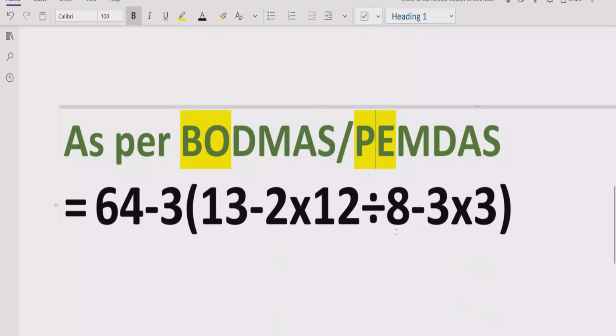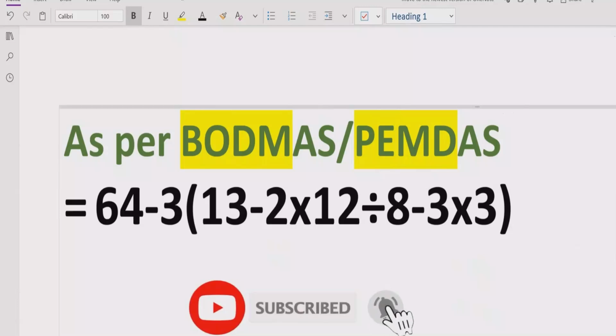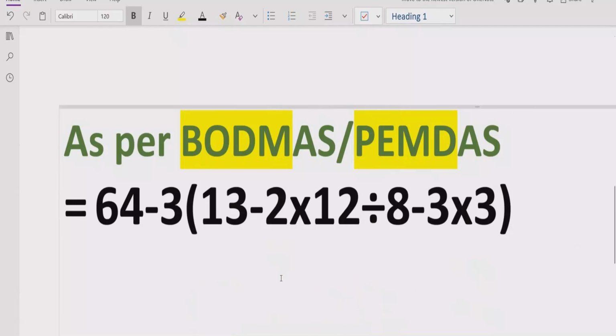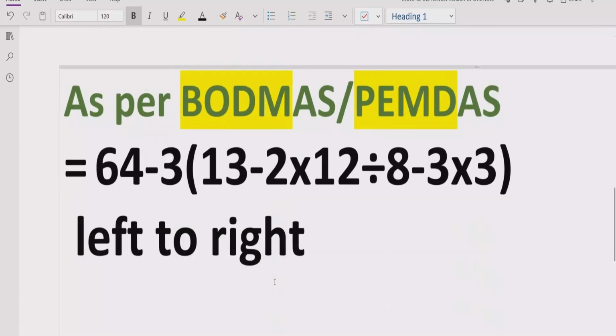Now move forward for division and multiplication. So according to the rule, you can solve division and multiplication or multiplication and division. So how we can solve? We have to go inside the bracket left to right. We will go left to right inside the bracket and find out which is coming first. So inside the bracket, we have first multiplication, this one.